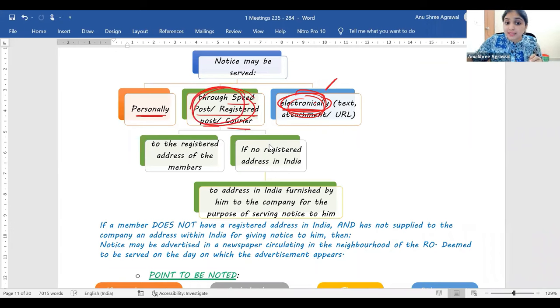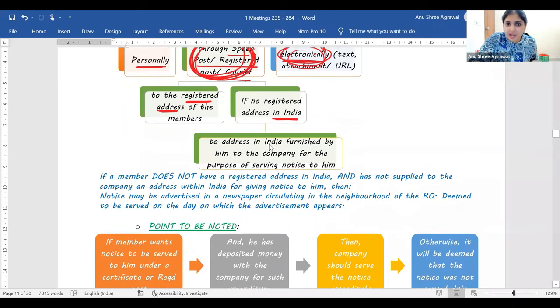Then we learned, now listen guys, this point we're going in detail. If you're going to send through speed post, registered post, through courier, that is if you're going to send the notice by postal services, to which address will we send? To the registered address. This registered address of the members, can it be outside India? No, it should be an address in India. But what if the member has given a foreign address? Then what will we ask him? We will ask him, no, you give some address in India. What if he's still not giving any address in India? Do we have to send him a notice outside India? No. If he's still not giving an address in India, we will simply give advertisement in newspaper.